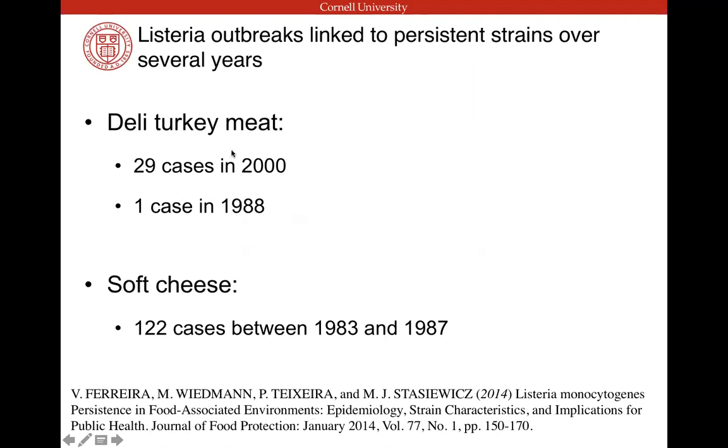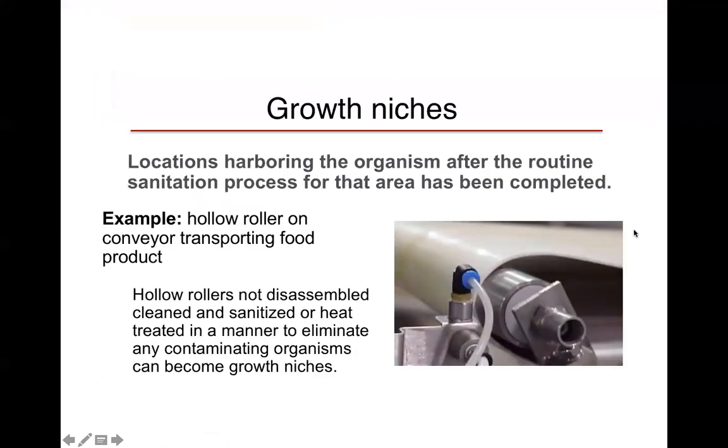Another example, so that one was in the US; this one, a soft cheese, was in Switzerland, and it was actually a seasonal cheese, and there were 122 cases between 1983 and 1987. So it survived over time, despite being a seasonal food and despite having the summers to shut down production and dry out a facility. It was still a problem over time.